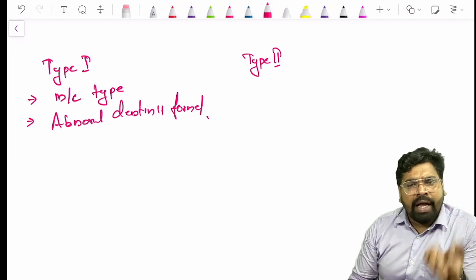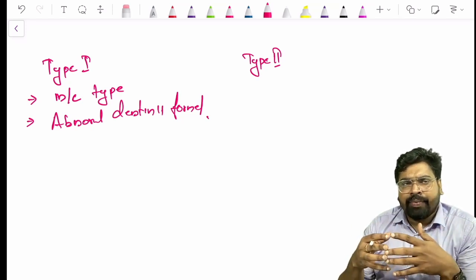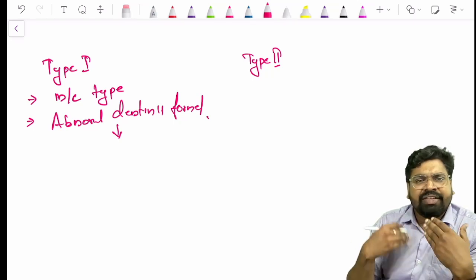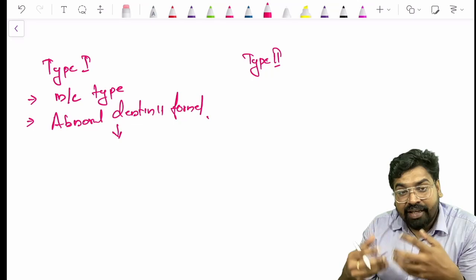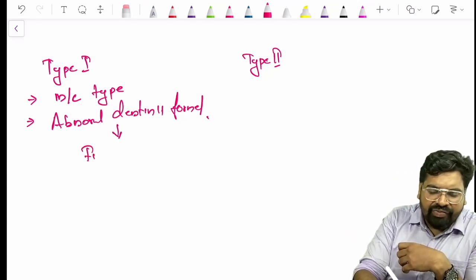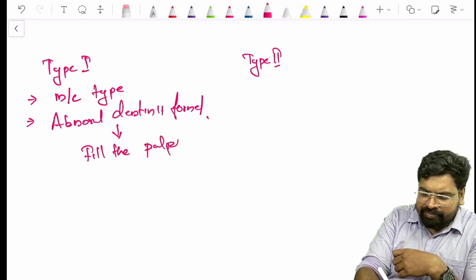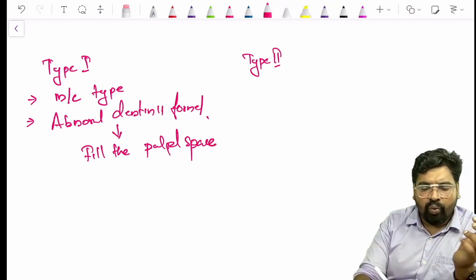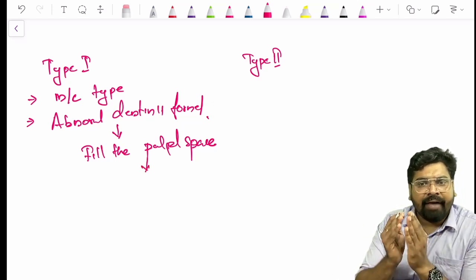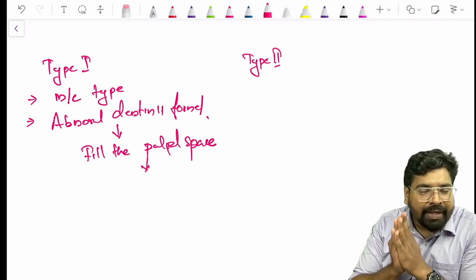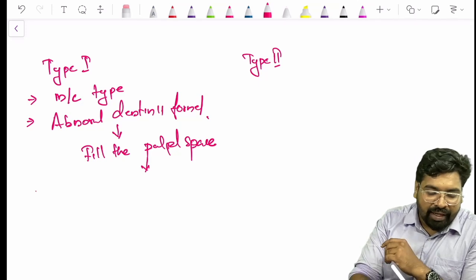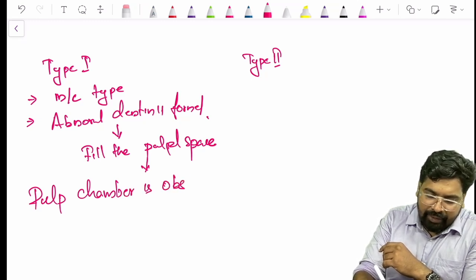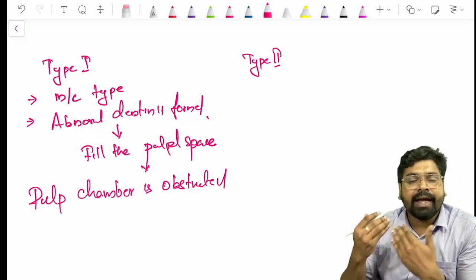When the abnormal dentin is formed, it will fill up the pulpal space. There is so much dentin production. Defective dentin is formed, there is excessive defective dentin formation, and it will fill the pulpal space. Now what happens when it fills up the pulpal space? The pulp cavity will be reduced. It will cause a complete obstruction of your pulp chamber. The pulp chamber is obstructed. This is what you see in type 1.